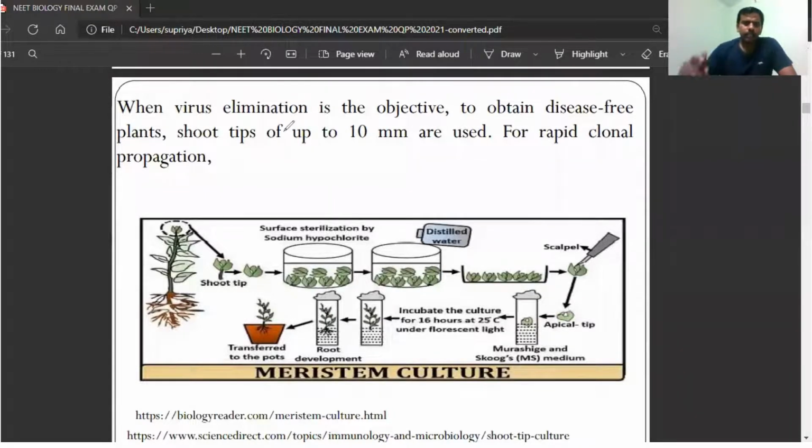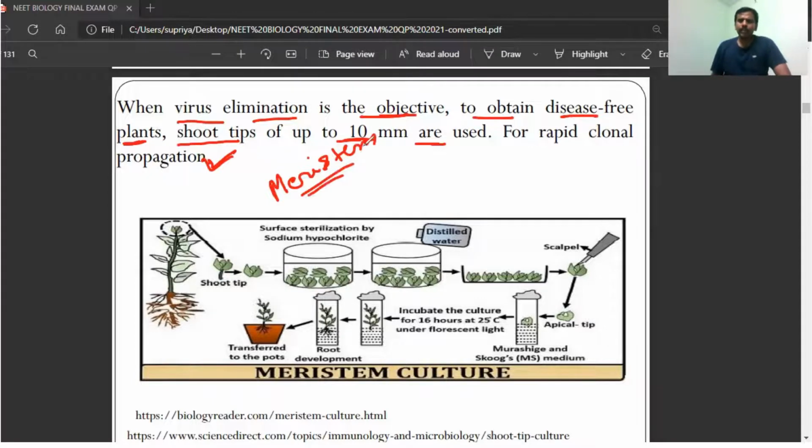See students, another explanation. If you want to produce a virus-free plant from a virus-infected plant, we can go for the meristem culture. When virus elimination is the objective, to obtain disease-free plants, we can take shoot tips up to 10 millimeters for rapid clonal propagation. It means the shoot tip, which has meristem cells. Meristem cells are rapidly dividing cells, and those cells are virus-free.